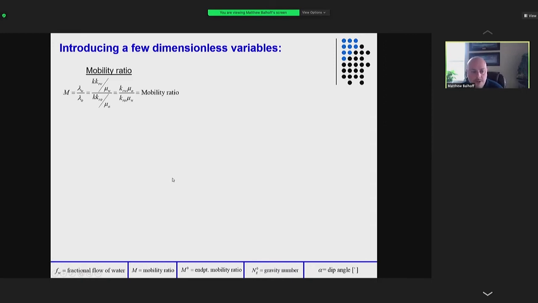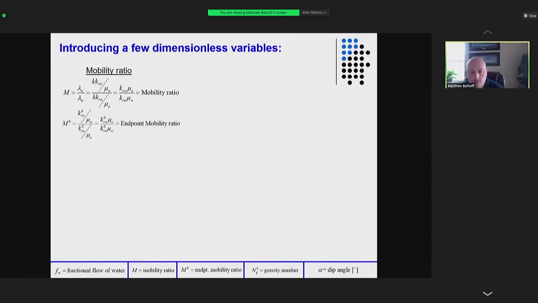So the mobility ratio I defined earlier as the mobility of water divided by the mobility of oil. And that can be written as KRW times the oil viscosity divided by the relative permeability of oil times the water viscosity. So that's a ratio. It could be less than one, or it could be really large, right? But it won't be negative. It's a positive number over a positive number.